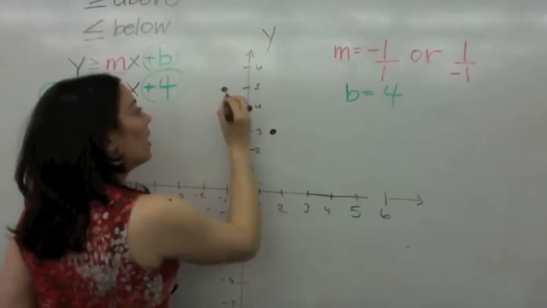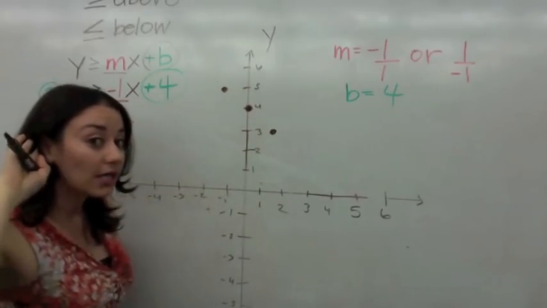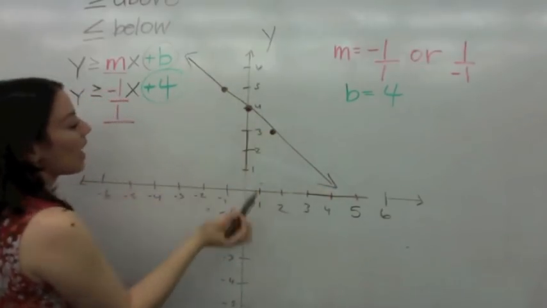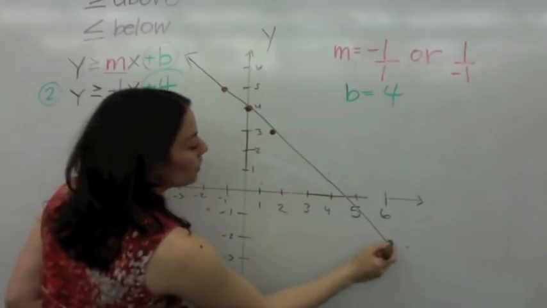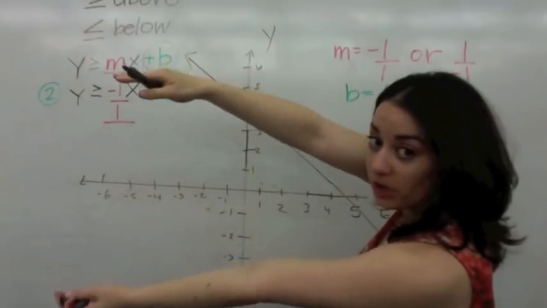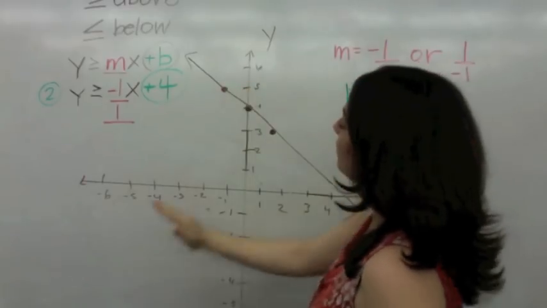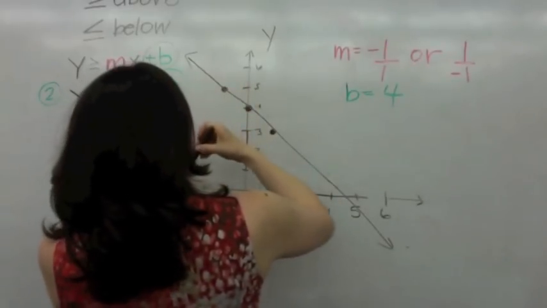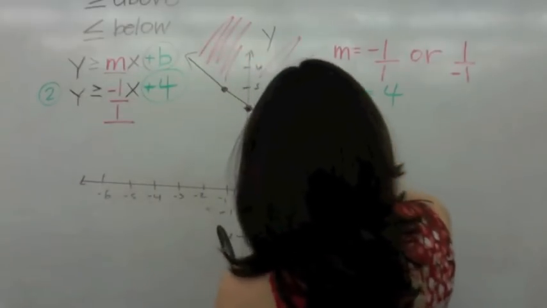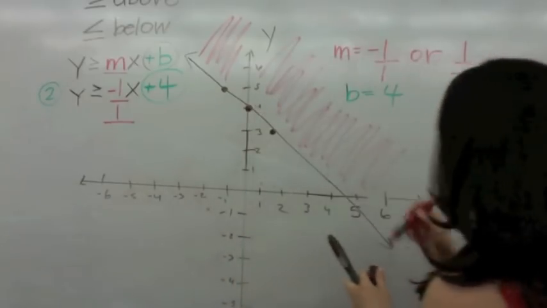So here we go. Because this is equal to, what kind of a line is it? A solid line. We're used to drawing solid lines. And which way are we going to shade? Because this is more than or greater than, we're going to shade above the line. This is above the line. This is below the line. So let's shade above the line. Any point that we choose above the line will make the inequality true.